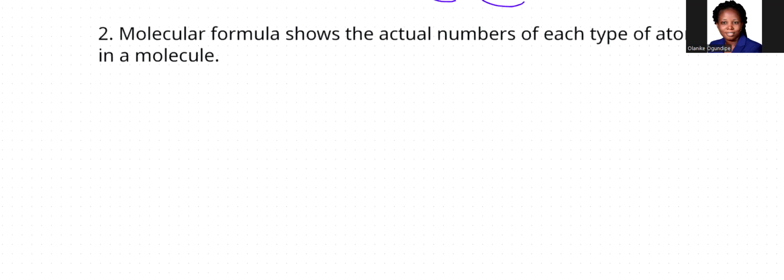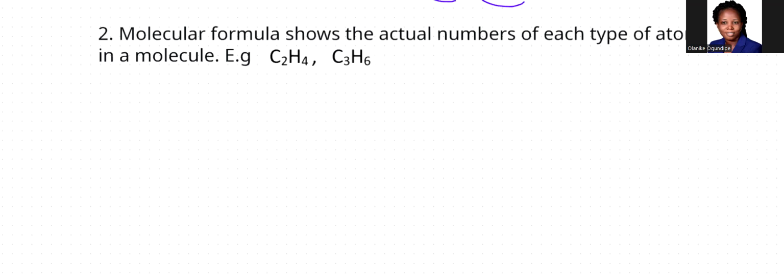The second type of formula that is used to represent organic molecules is the molecular formula. The molecular formula shows the actual number of each type of atom in a molecule. Remember that the empirical formula tells us the simplest ratio of the number of atoms in a molecule, whereas the molecular formula shows us the actual number of each type of atom in a molecule.